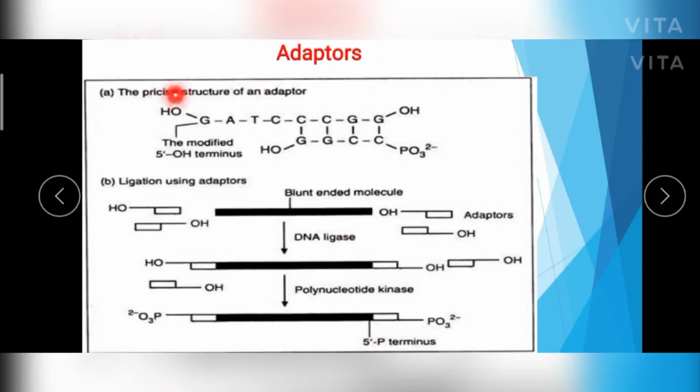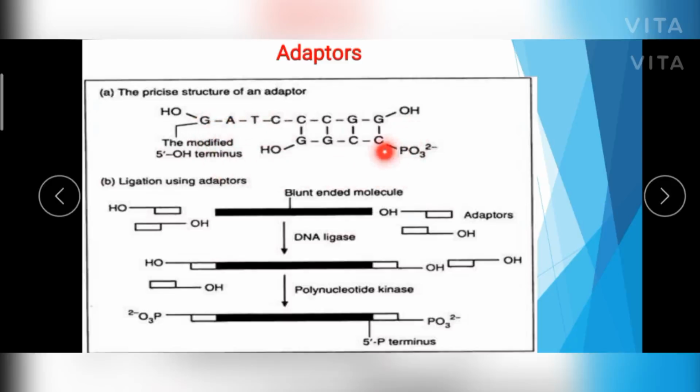The second one is the adapter. An adapter is also a short DNA fragment which also has restriction sites within it. The difference between linker and adapter is that a linker is blunt ended at both sides, whereas in an adapter one end of the fragment is blunt, while the other end has preformed sticky ends. The other end has overhangs. So that is the difference.